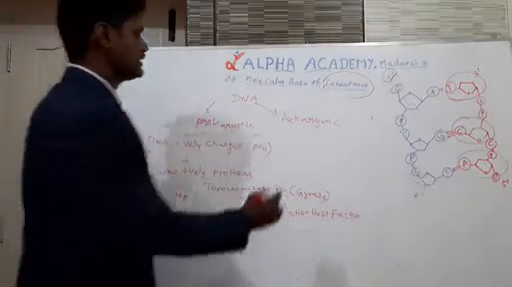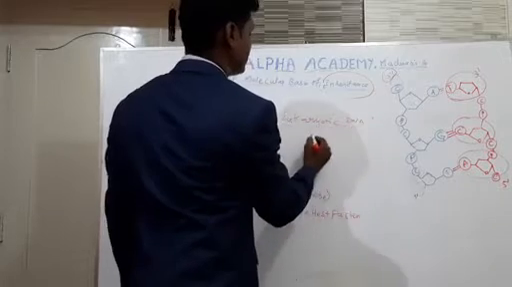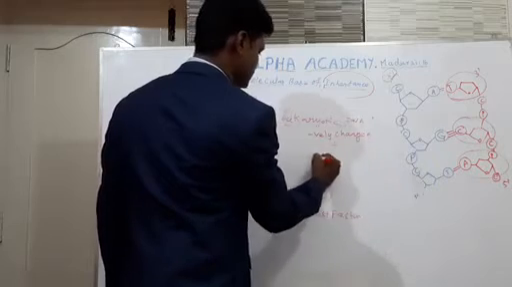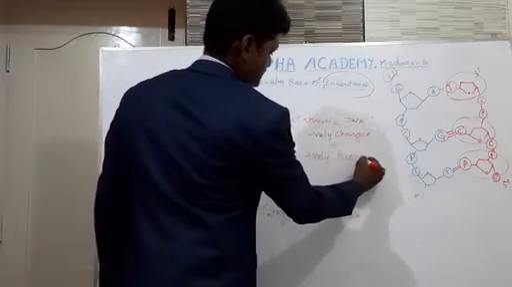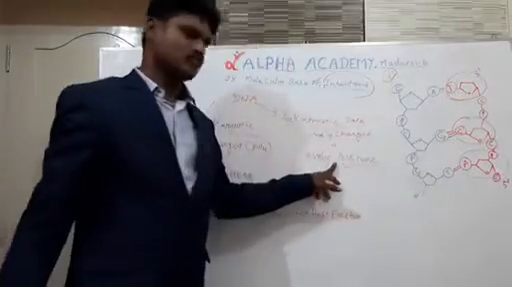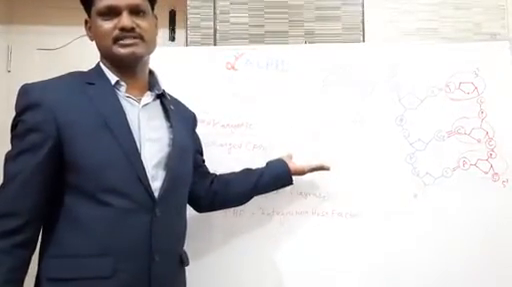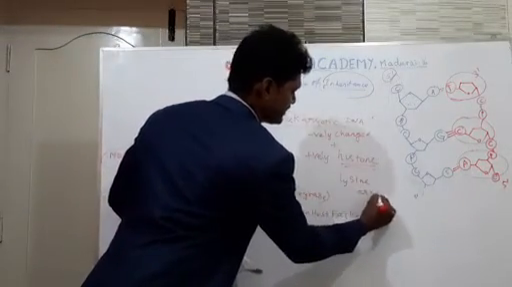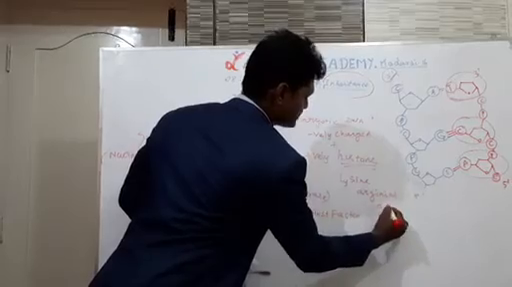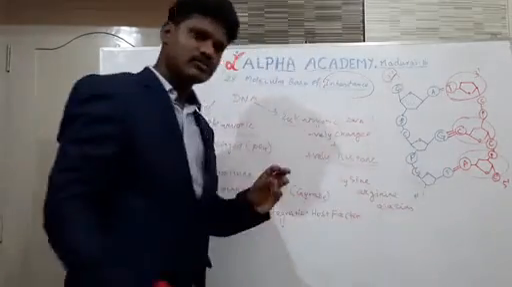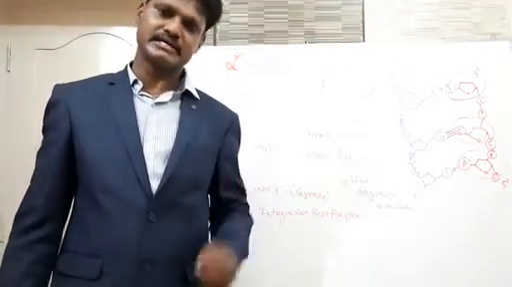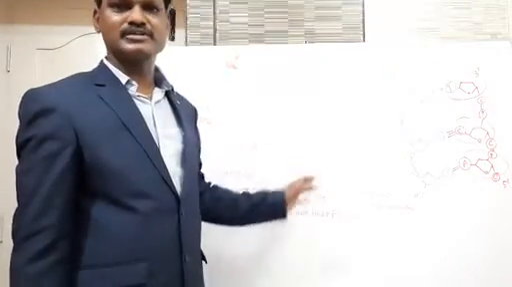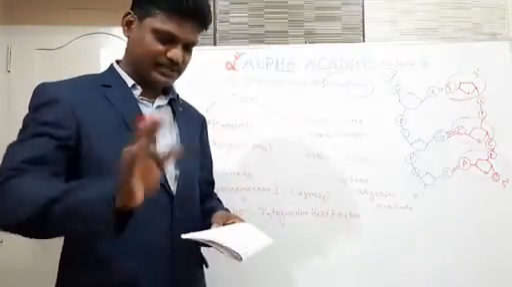Okay, but eukaryotic DNA is not like that. Eukaryotic DNA, it is also negatively charged. It is packed with positively charged histone proteins. Why are histone proteins positively charged? They are rich in lysine and arginine amino acids. So histone has lysine and arginine in high amounts, so it is positively charged. So negatively charged DNA is packed with positively charged histone proteins in eukaryotic DNA.